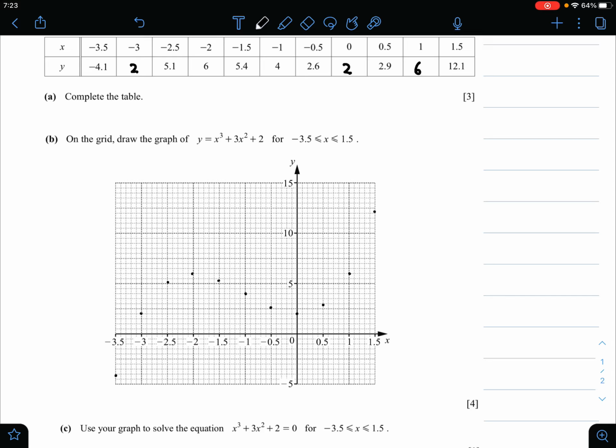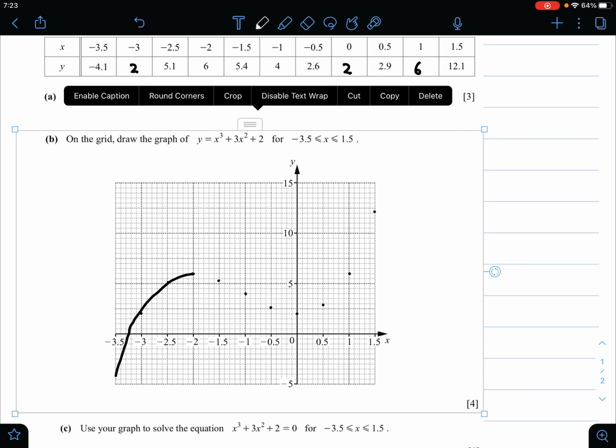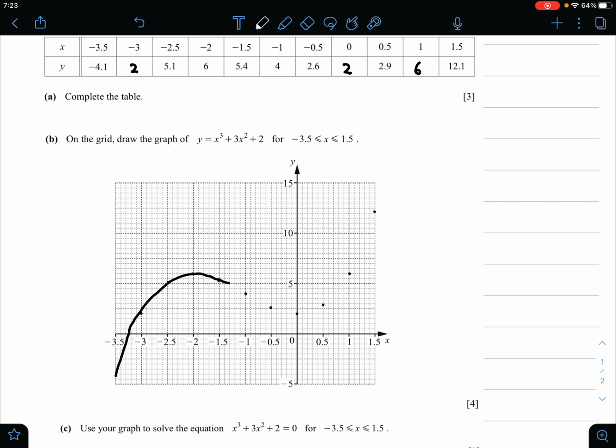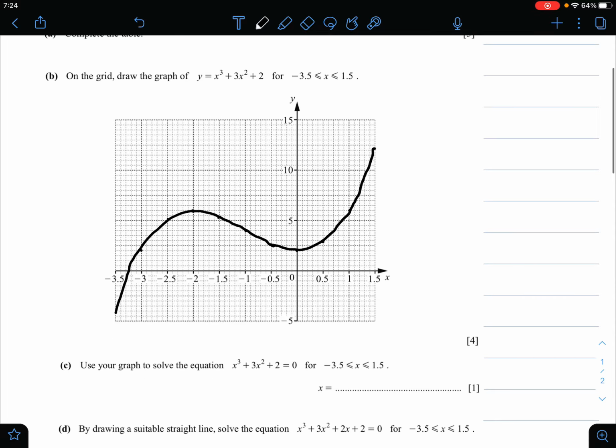So now all we need to do is, with your pencil, just join all the dots like this, and make a smooth curve. Now try and be as exact as you can, not like what I did, but try and do it with one freehand motion, so that for the next parts of your answers you get the correct answer. Now let's move on to part C.